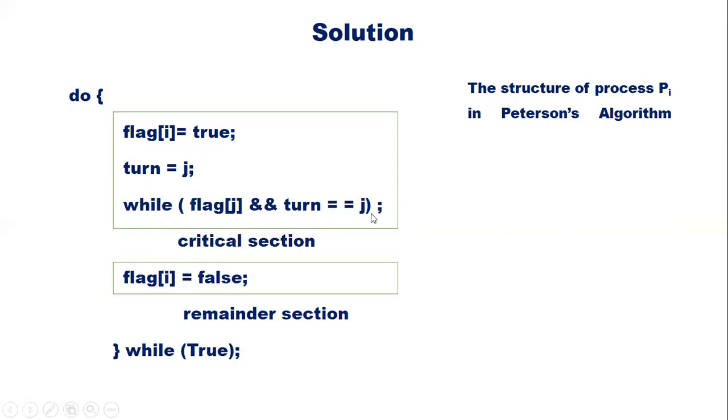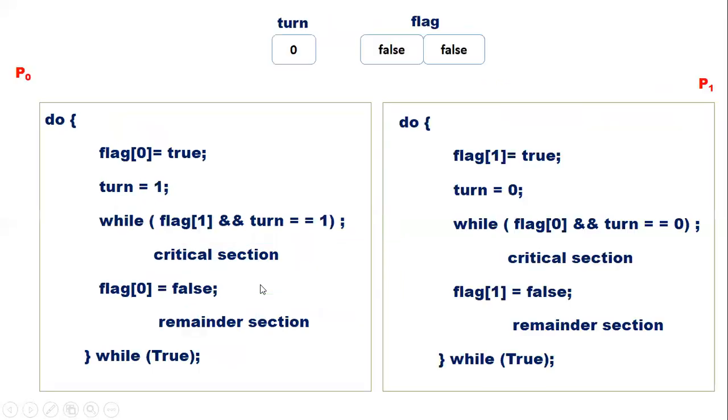When this condition becomes false, it exits from the while loop, and the next statement is the critical section. Then it enters into the critical section. After executing the critical section, on exit from the critical section, it sets its own flag to false, to signal that the critical section is now free. Then the remainder section will be executed. So this is the structure of the process Pi in Peterson's algorithm.